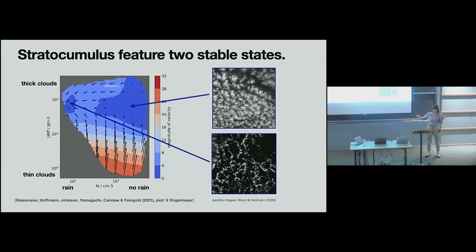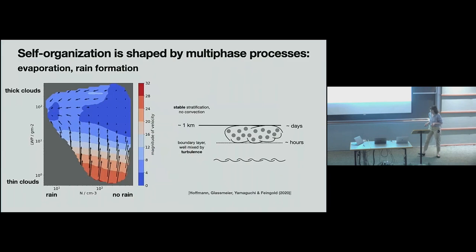Now I made this point that it's multiphase processes which help us get these two states. And so let's look into this. Let's look into which processes are actually shaping the flow field that we see here. And these are mainly evaporation and rain formation. So these are basically phase changes between water vapor and liquid phase that we are concerned about. To understand this a little bit, I have here a sketch of such a cumulus cloud.